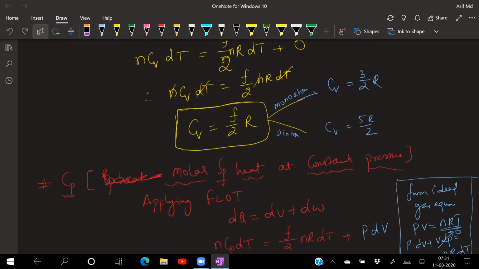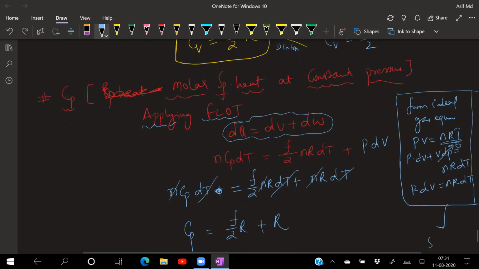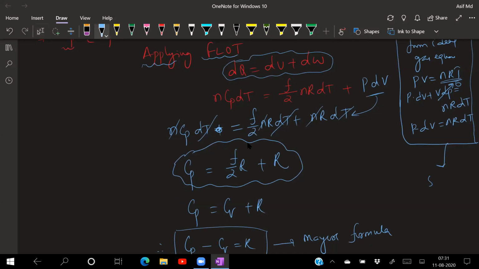The next one is Cp. What do you mean by Cp? Molar specific heat at constant pressure. So again I'm applying the first law of thermodynamics. dQ is equal to dU plus dW. dQ is n into Cp into dT, that is equal to dU, which is f by 2 into nR into dT, and dW is P into dV. And from the ideal gas equation, P into dV is written as nR into dT. So n into Cp into dT, if I'm simplifying, dT gets cancelled, number of moles also gets cancelled. So I'm getting Cp is equal to f by 2 into R plus R. If I see very carefully, f by 2 R is nothing but Cv.